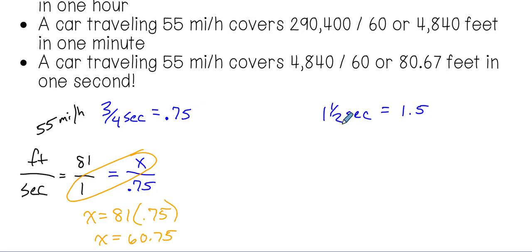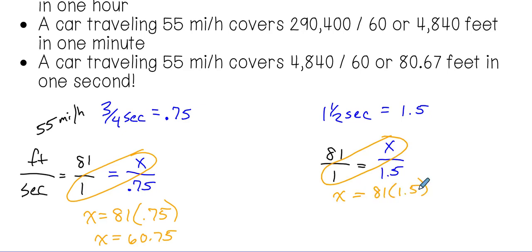Let's look at it for 1.5 seconds. So that would once again be the 81 over 1. And our other fraction would be 1.5 seconds, which is on the bottom. So that would be x on the top. Do our cross multiplication. X equals 81 times 1.5. X equals 121.5 feet.